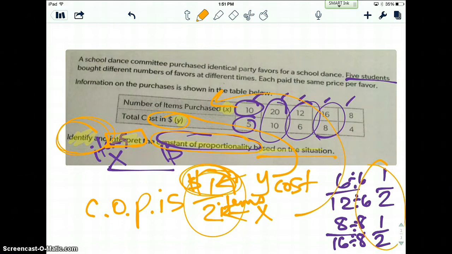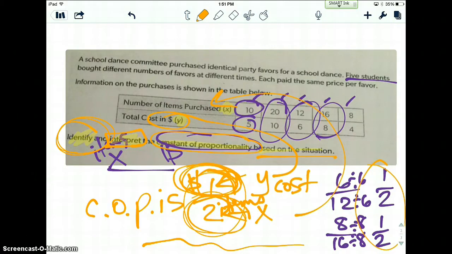Or I have, for every dollar that a student spends, they are going to get 2 items in return. Okay, so you go ahead and write that out. For every dollar that a student spends, how many favors are they going to get? They're going to get 2. All right? All right, moving on.